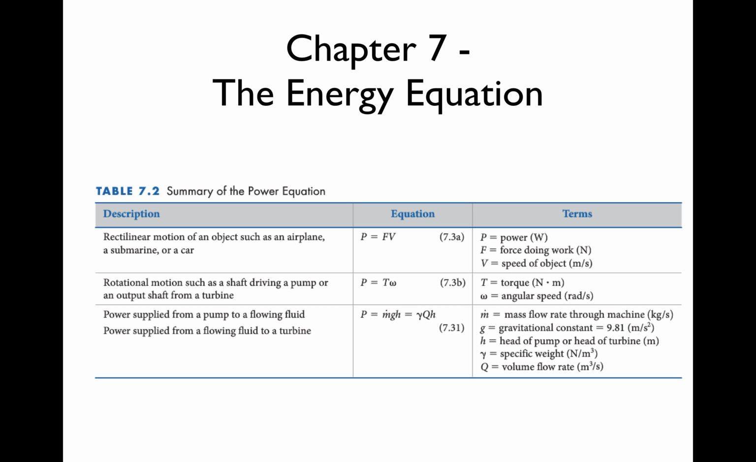The other thing that we talked about was how to calculate the amount of power that is supplied by a pump or that is being extracted by a turbine. We've got an equation here at the bottom of this table that the power is equal to the mass flow rate times gravity times H, or the specific weight times the volume flow rate times H. So this relates power to the head in a system.